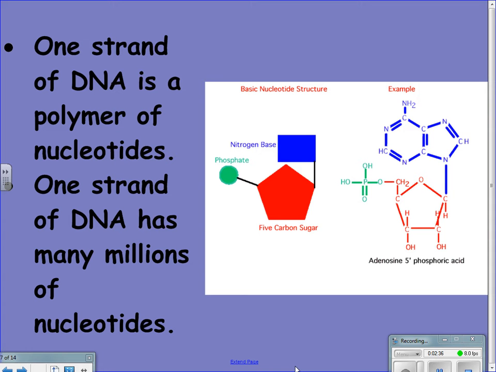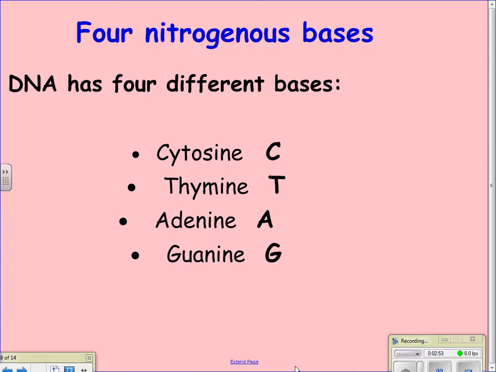Now, one strand of DNA is made up of nucleotides. And remember, think back to our lesson on macromolecules. Nucleotides are the monomer for nucleic acids. One strand of DNA has millions of nucleotides all strung together. And there are 4 nitrogen bases that make up DNA, and those are cytosine, thymine, adenine, and guanine. In terms of DNA studies, we tend to shorten those down into these 4 letters here. So those would account for the different nitrogen bases.